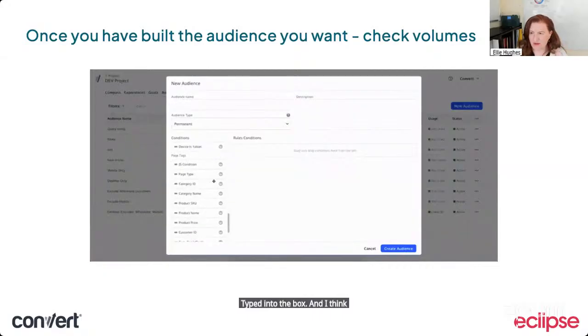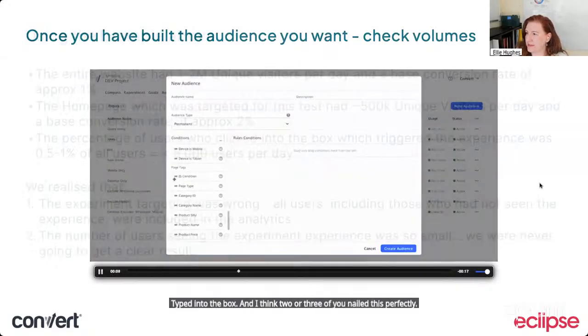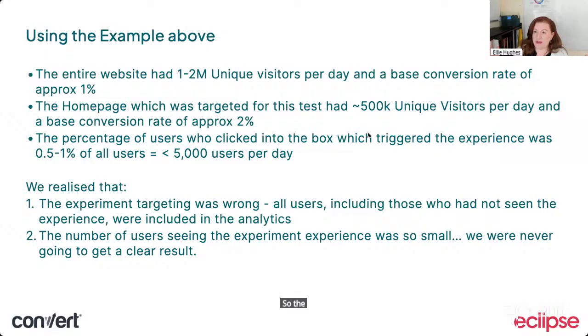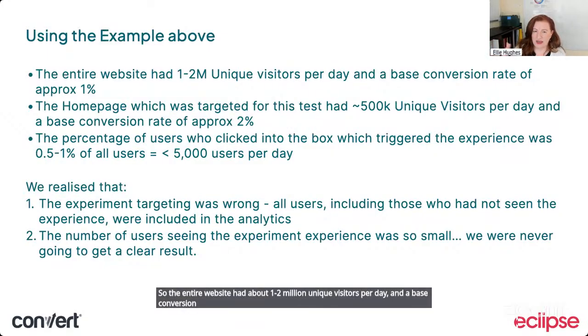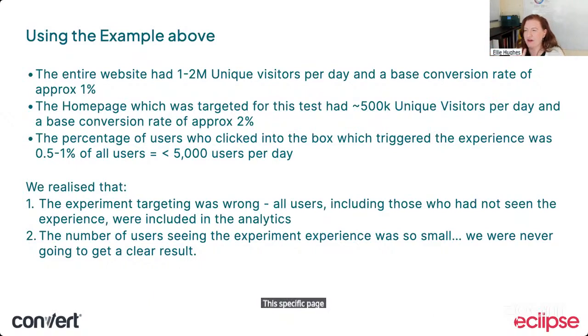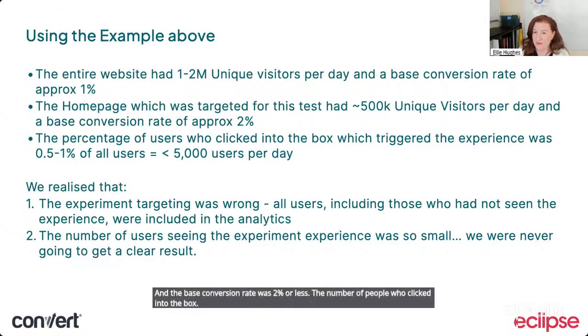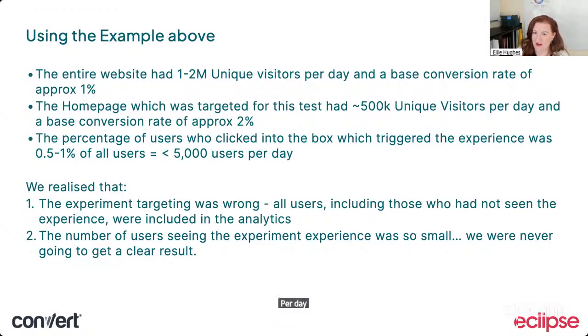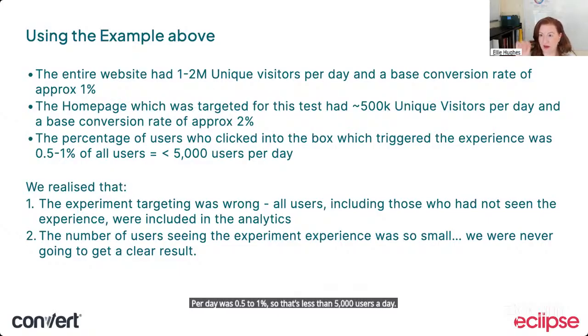And I think 2 or 3 of you nailed this perfectly. So the entire website had about 1 to 2 million unique visitors per day and a base conversion rate of 1%-ish, because it was the whole site. This specific page had 500,000 to 1 million unique visitors a day, and the base conversion rate was 2% or less. The number of people who clicked into the box per day was 0.5 to 1%. So that's less than 5,000 users a day. So that conversion rate was incredibly small.